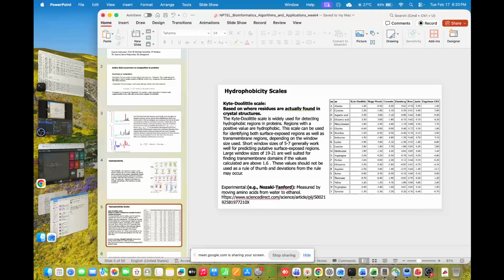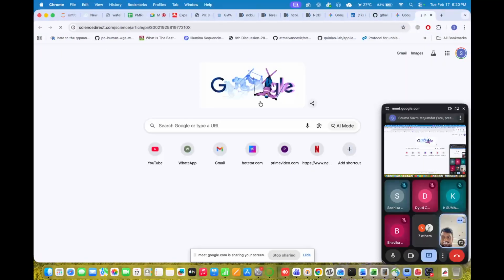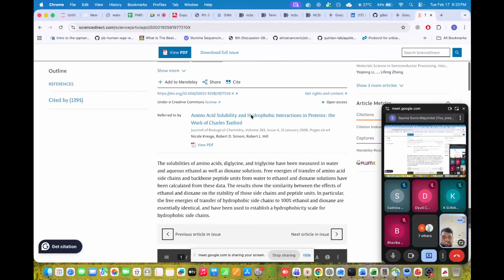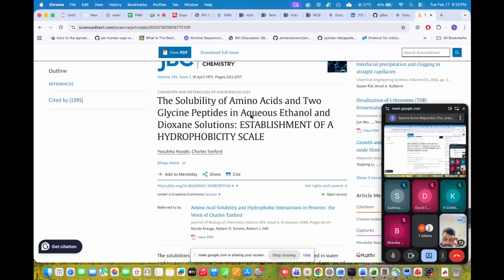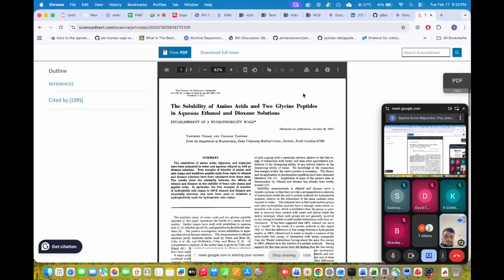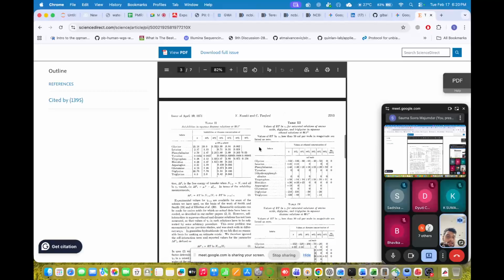So this is one paper which is kind of the basic reference, and it describes amino acids in terms of different hydrophobic scales. What they've done is run experiments to see how much solubility there is in ethanol, how much in water, in other organic solvents, and so on and so forth. And they've experimentally found out which amino acids are more hydrophobic compared to others.